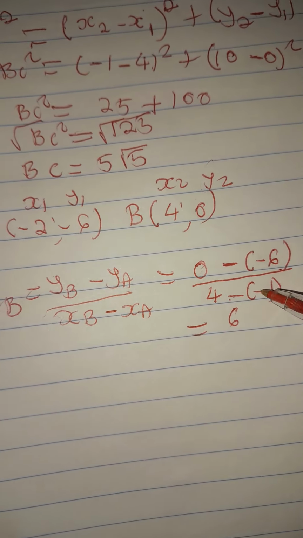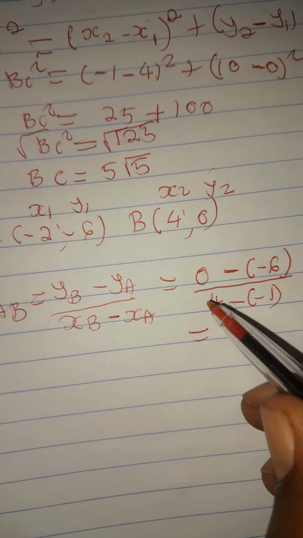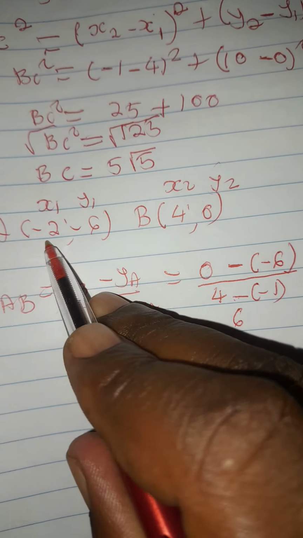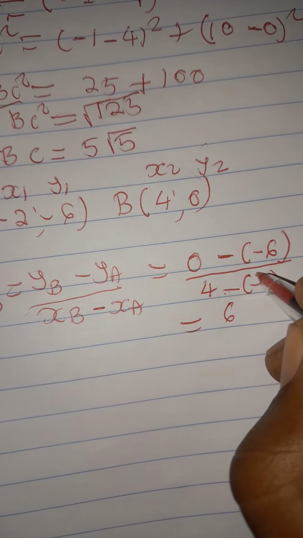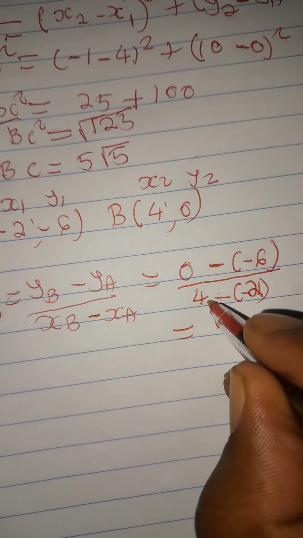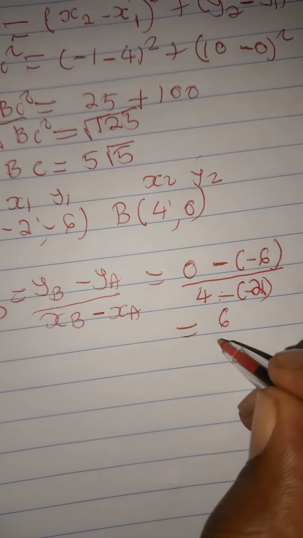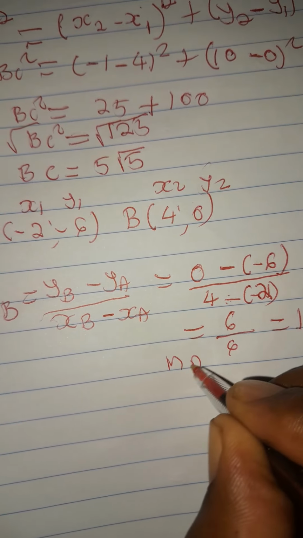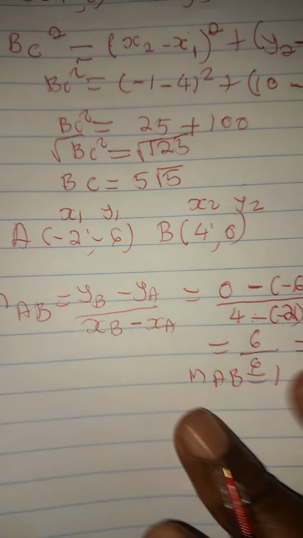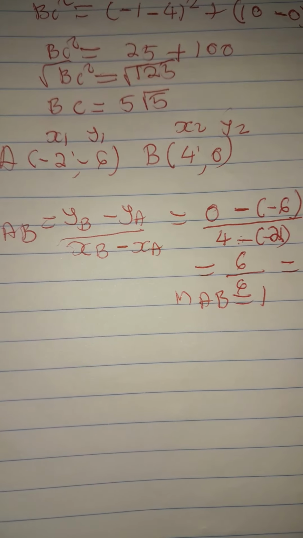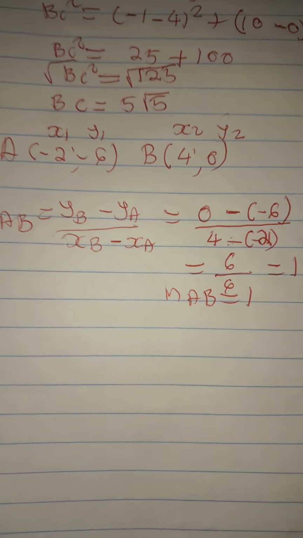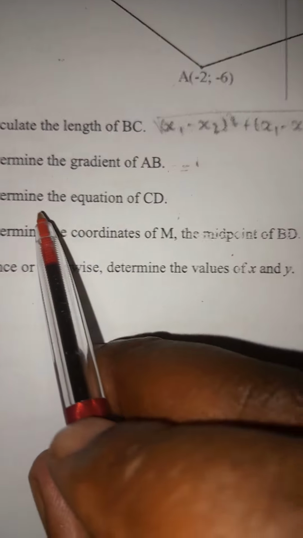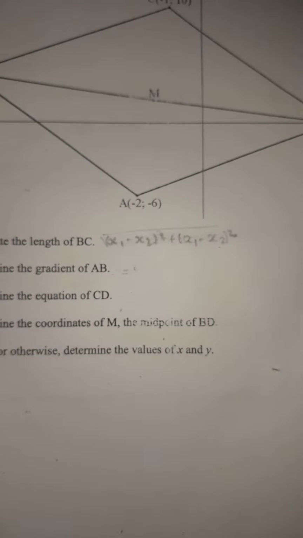Oh, where did I get 1? That means I made a mistake. This should be x2, which is 4. x1 should be negative 2. So in this case it should be minus negative 2. Negative and negative is positive. 4 plus 2 will be 6. 6 divided by 6 is 1. Therefore, the gradient of AB is equal to 1. That's how you can calculate the gradient of AB. That was 2 marks.